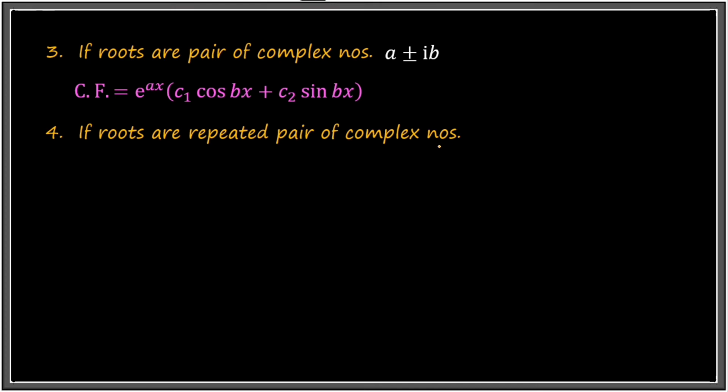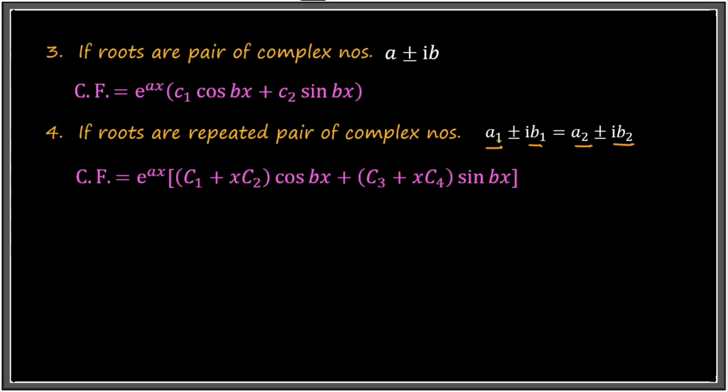If the roots are a repeated pair of complex numbers, means a1 plus minus ib1 equals a2 plus minus ib2, then the CF is e raised to power ax, where a is the real part, into (C1 + xC2) cos bx, where b is the imaginary part, plus (C3 + xC4) sin bx. So that's the CF for a repeated pair of complex numbers.